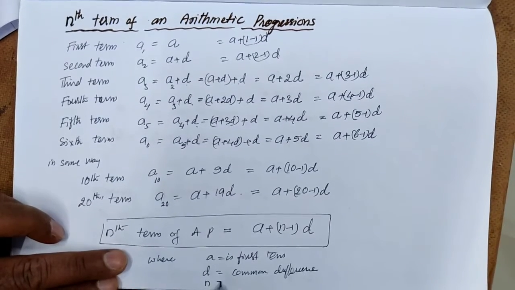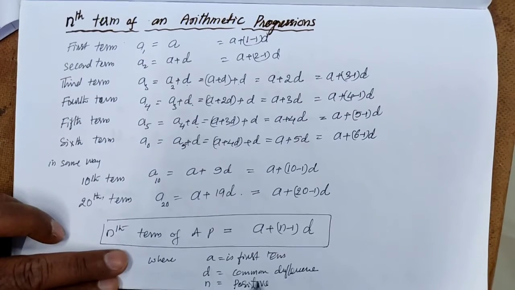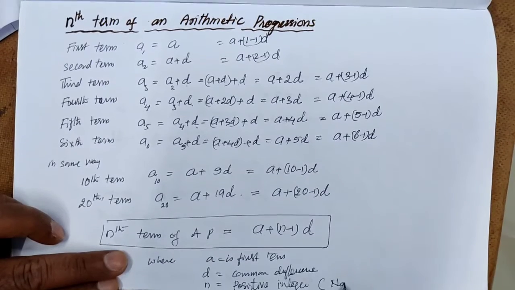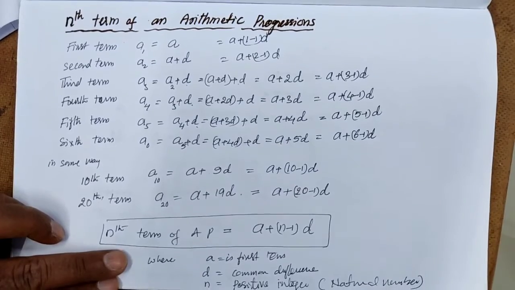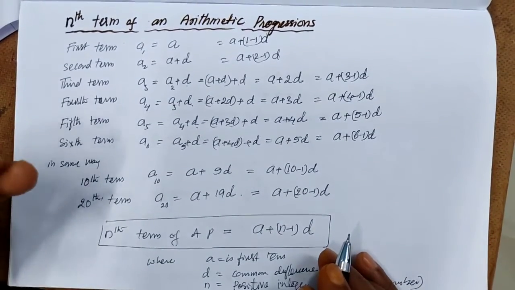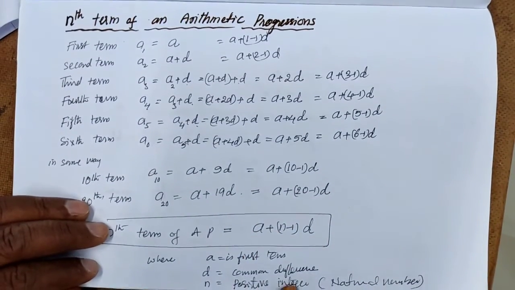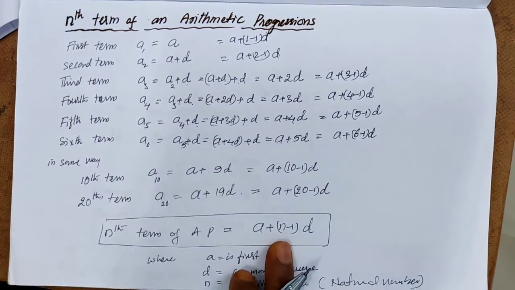And what is n? n is a positive integer, nothing but a natural number, because n is the number of terms: first term, second term, third term, fourth term. So the number of terms is definitely a positive integer or natural number. Okay, so this is the nth term of an arithmetic progression.